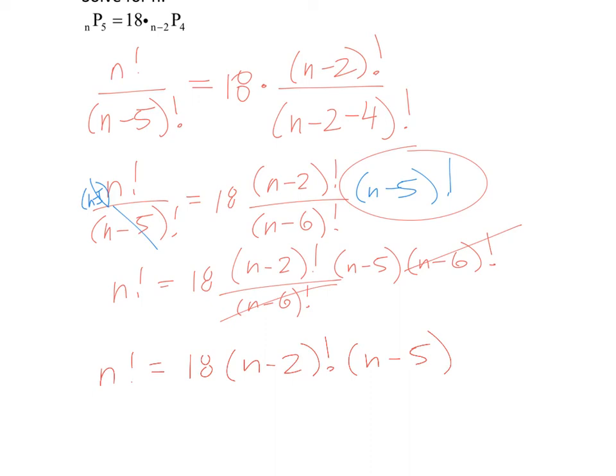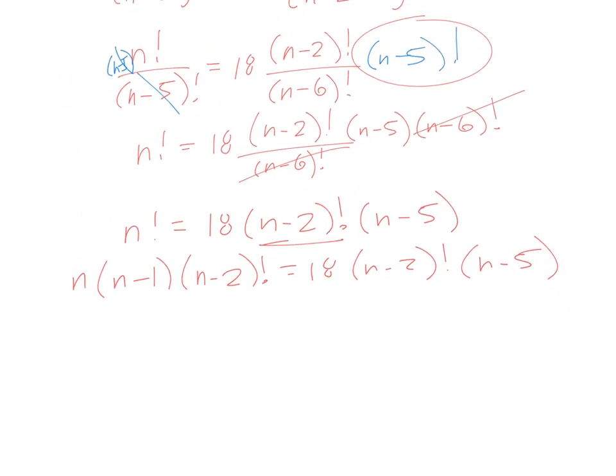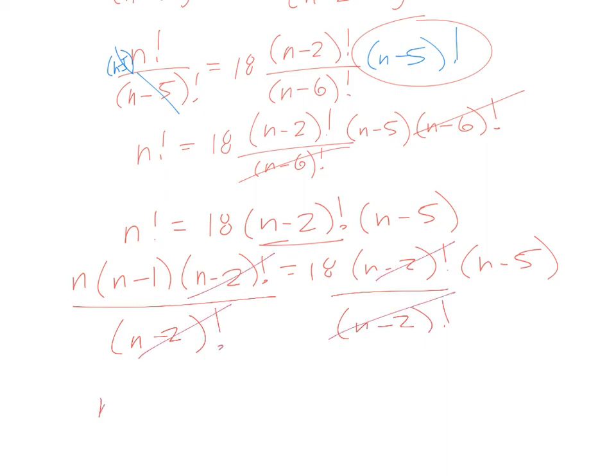Gotta strategize once again. I gotta get this to cancel out some way, somehow, because it's just gonna go on forever when I expand it. Oh, so I could take this here and expand it. There we go, and stop at the n minus 2. There we go. And so now I divide by this. And that cancels out. All right, then I have n squared minus n is equal to 18n minus 90.